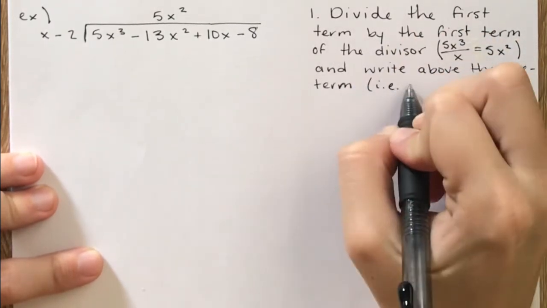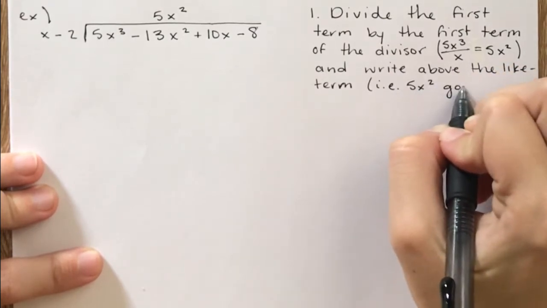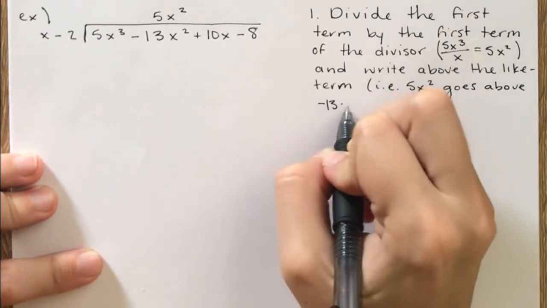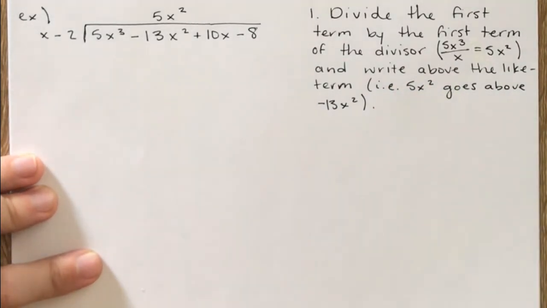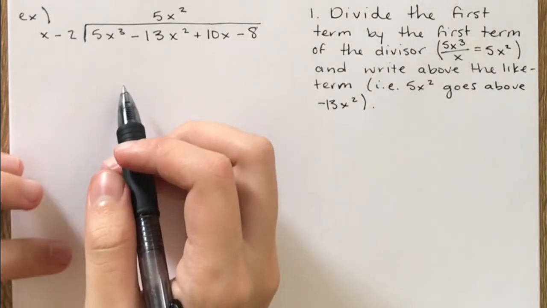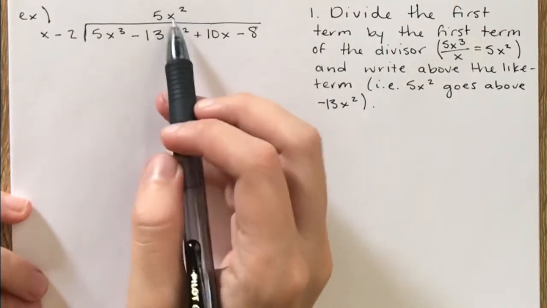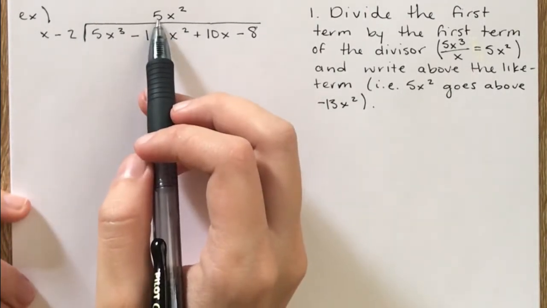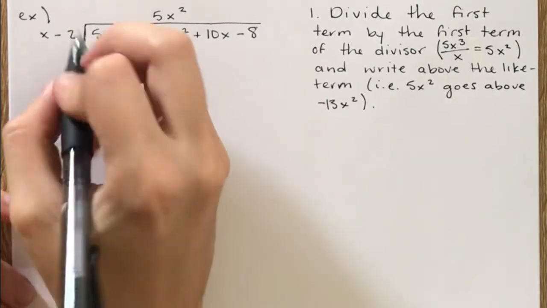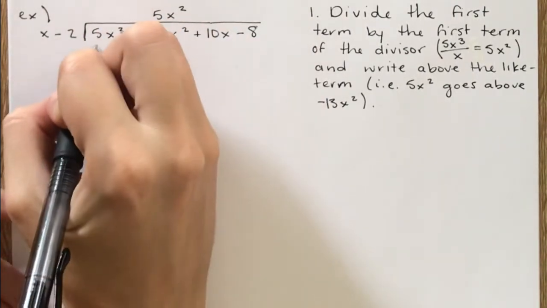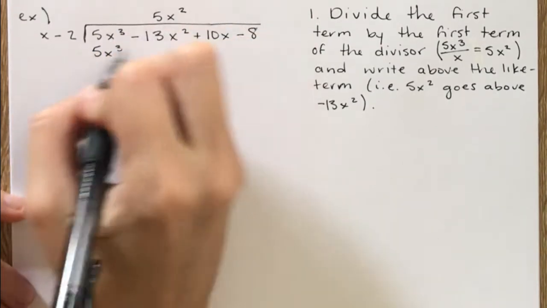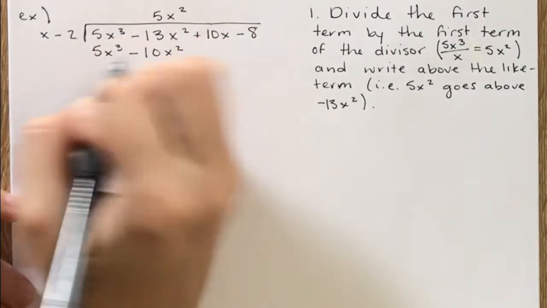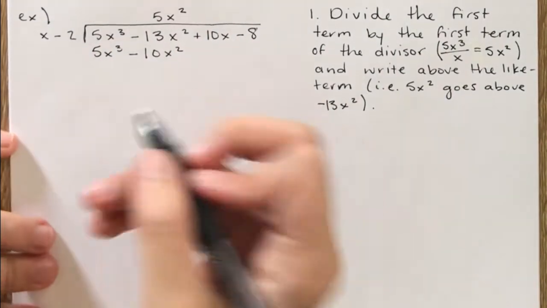So, for example, 5x squared goes above negative 13x squared. Okay, so now what did we do before after we wrote something above? We multiplied by the divisor. So we need to multiply 5x squared by x minus 2. So 5x squared times x is 5x cubed. 5x squared times negative 2 is negative 10x squared. And what did we do after we did this before? We subtracted.